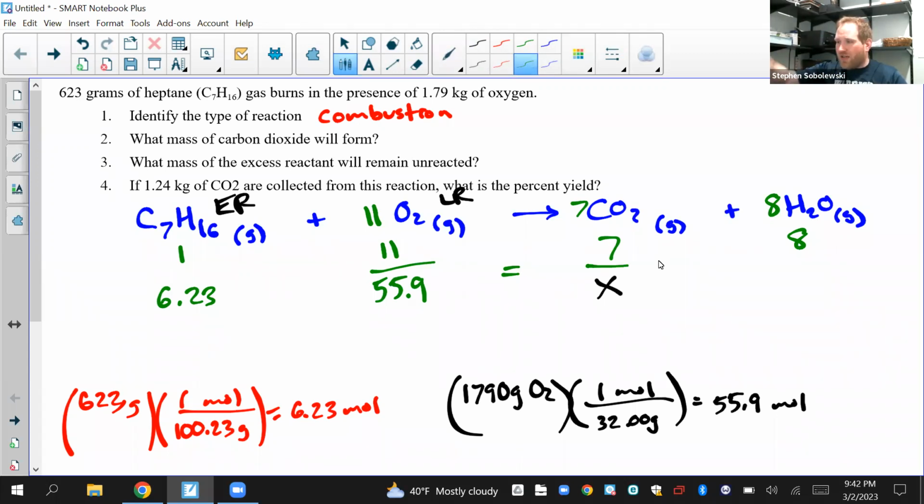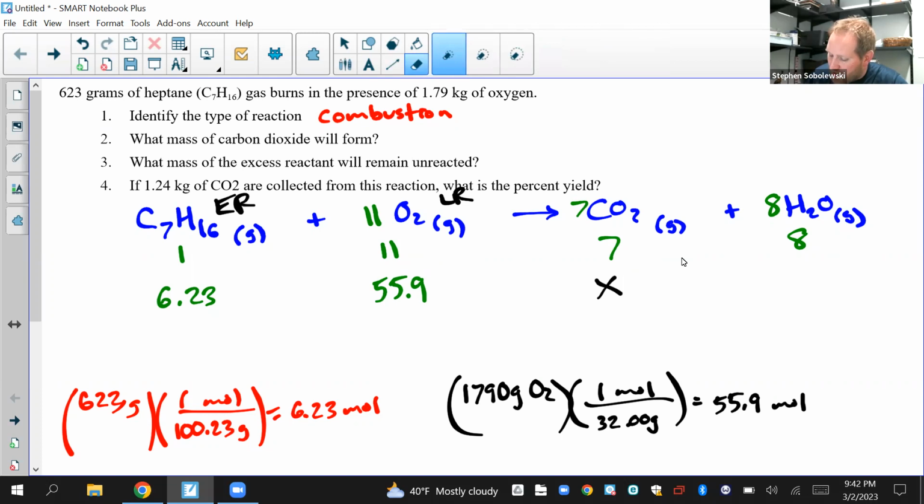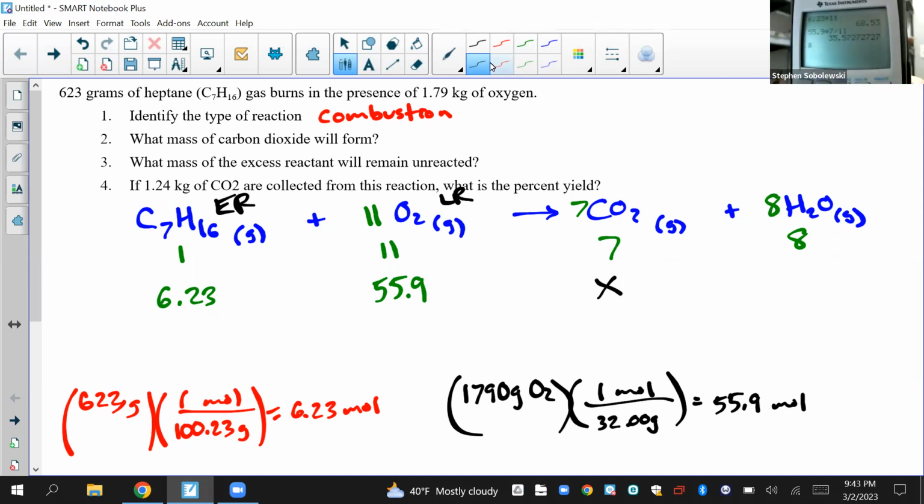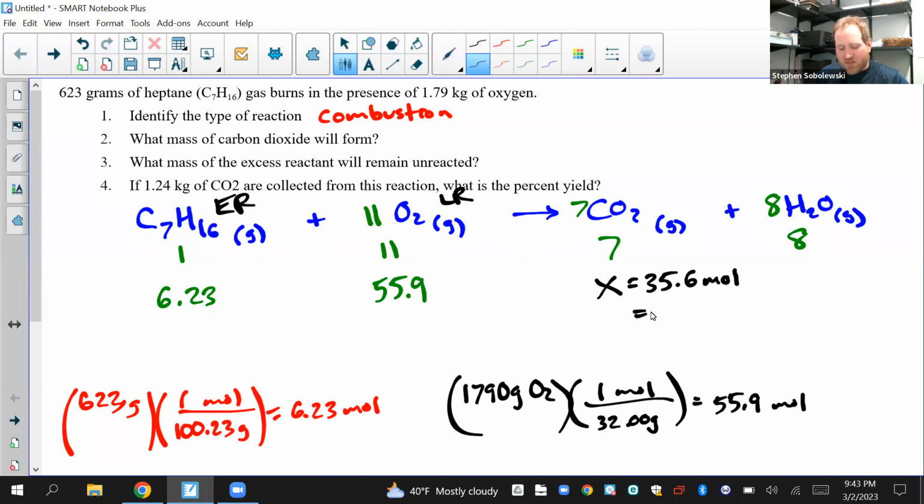So you would end up doing 11x equals 7 times 55.9 and getting your answer that way. Several ways of solving for x. I think what I'll do is I will take my 55.9 and I will multiply it by 7 moles of CO2 per 11 moles of O2. So I multiplied times 7 over 11, and I got 35.6 moles of CO2. I multiply that by the molar mass of CO2, which is 44.01.